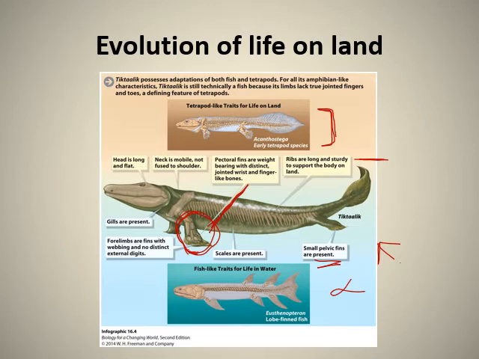Their ribs are also long and sturdy to support the body on land, so that's where the sturdier structure comes in as well. Their head is long and flat, and the neck is mobile and not fused to the shoulder, so they're able to move it around a little bit better on land especially. So it's important to remember some of the things that Tiktaalik has for land and sea. You might see that on some quizzes and or your exam.